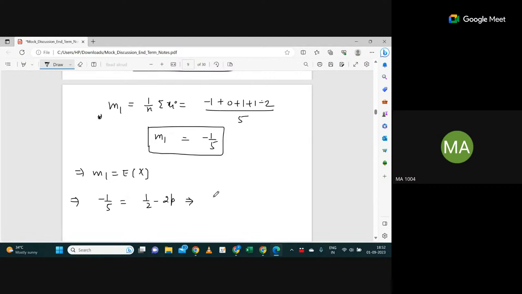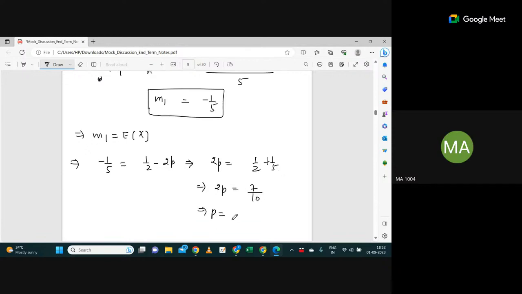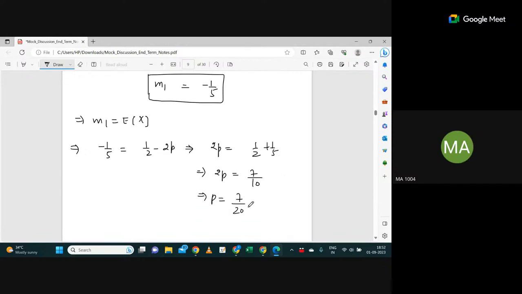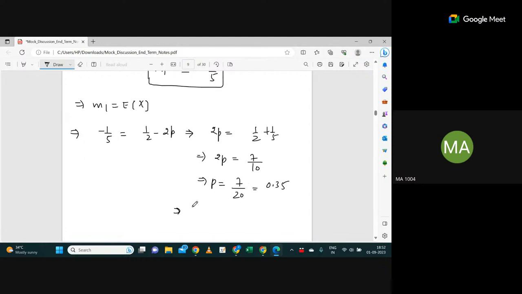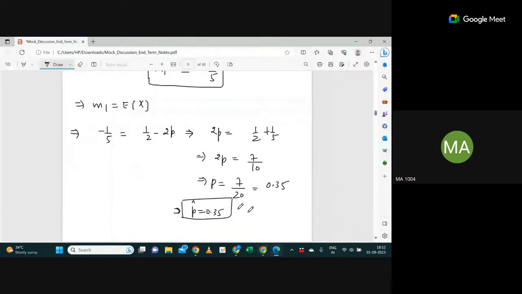So 2p equals half plus 1 by 5. Yes or no? So 2p equals 7 by 10, and p equals 7 by 20. Right? So it will be 0.35. Yes, so we got the estimate of p as 0.35, right? Let me see the answer. Yes, 0.35. Everyone got the correct answer? Is it clear to everyone?